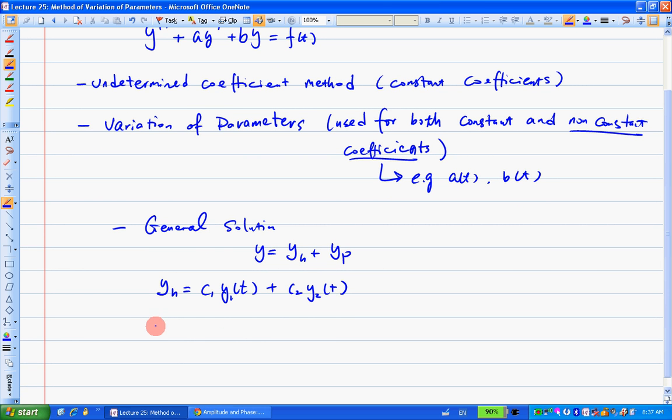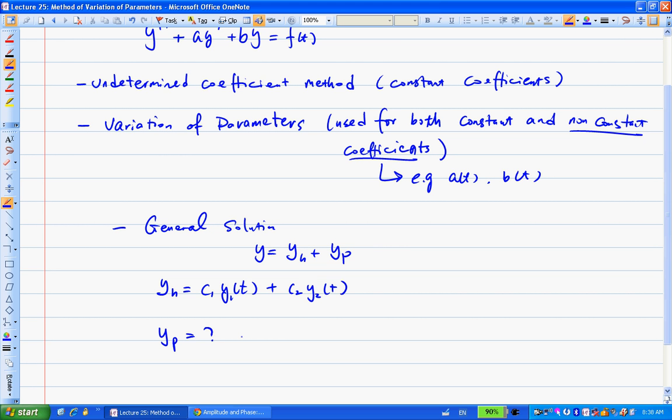So the question here is, how do we find the yt, right? It means the undetermined coefficient method. How do we determine yt? We use this yt guess, right? We guess that, and we modify it if necessary.